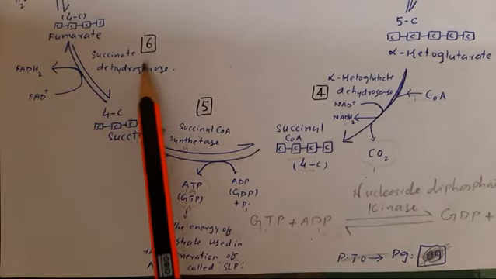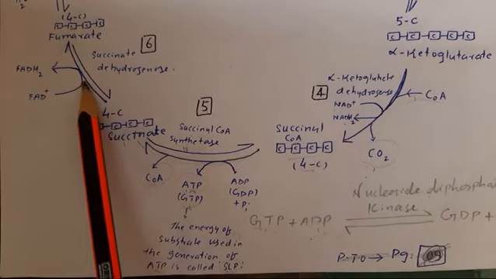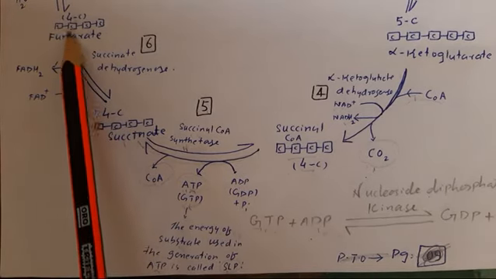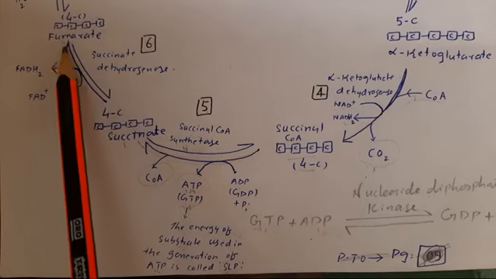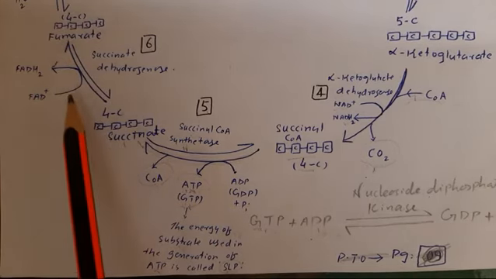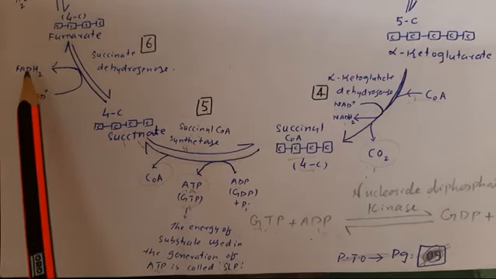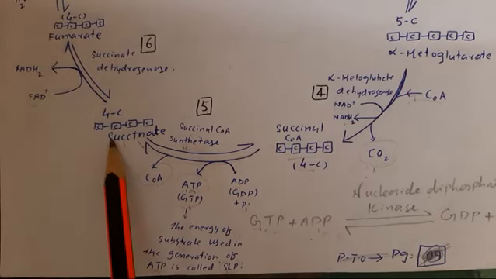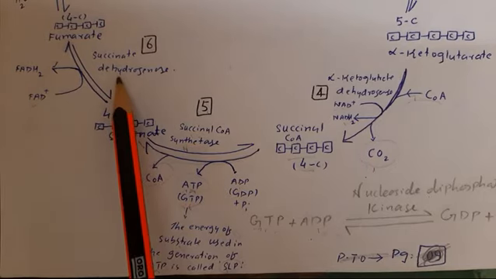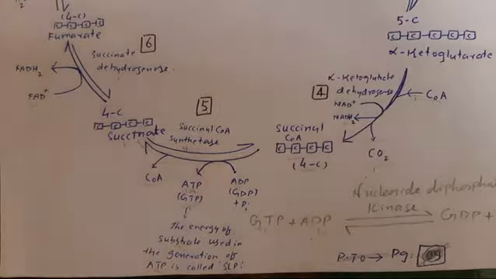Now coming to the sixth step. In the sixth step, the succinate is oxidized into another 4-carbon molecule known as fumarate. Oxidized means hydrogens are removed from succinate, which are taken up by oxidized FAD, which gets reduced into FADH2, and this oxidation of succinate occurs in the presence of an enzyme, succinate dehydrogenase.